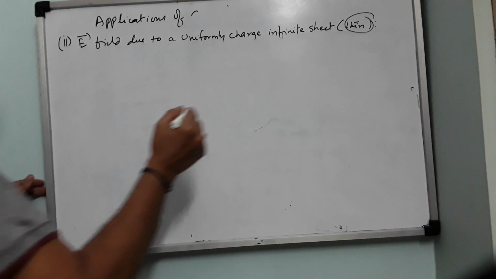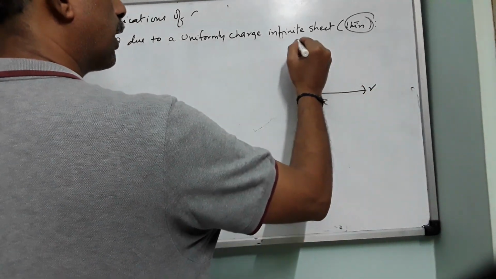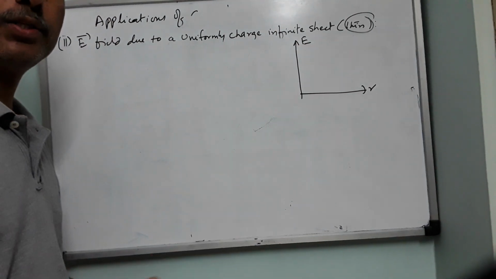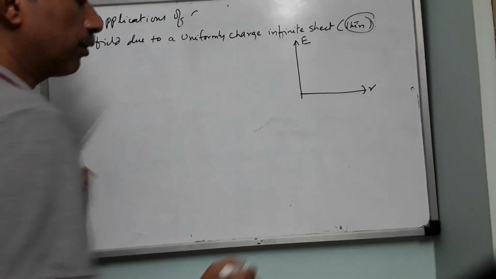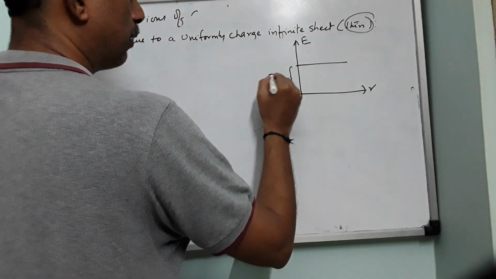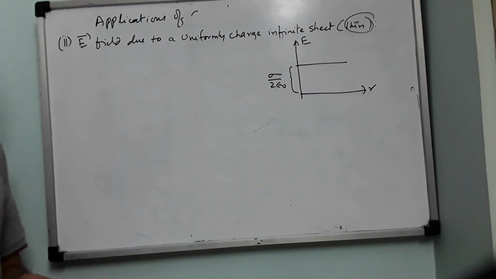Right. Now if you draw a graph for this, R on the x-axis and electric field on the y-axis, what is your guess? Irrespective of the distance, the electric field will have the same magnitude. So this is how it will be. And how much is this magnitude? Sigma by 2 epsilon 0. This much electric field will be there.